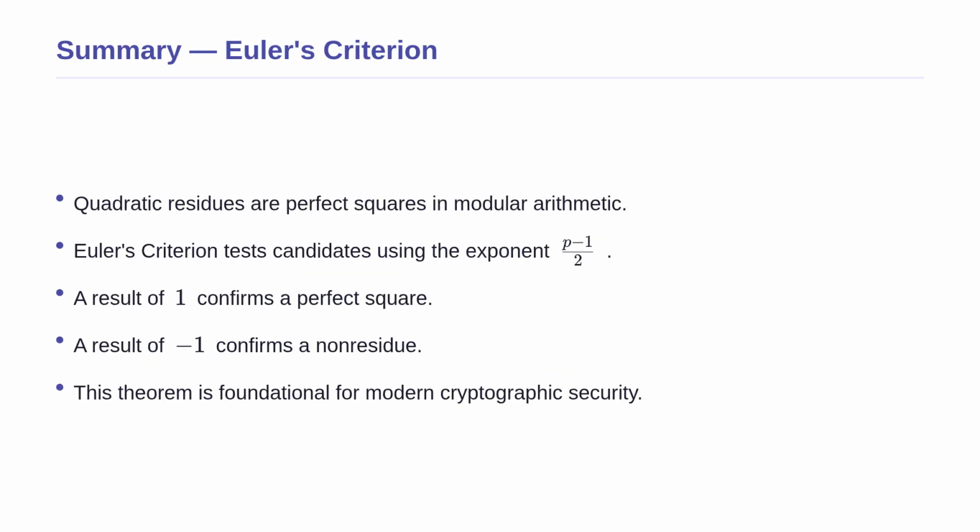Let us review the key takeaways from today's lecture. We learned that quadratic residues are simply perfect squares under the rules of modular arithmetic. Euler's criterion gives us a direct mathematical test using the special exponent p minus 1 over 2. If the calculation yields 1, the number is a perfect square. If it yields negative 1, it is not. Finally, we saw how this elegant theorem forms a crucial foundation for the cryptographic security that protects our digital lives. You now understand the mechanics of Euler's criterion.